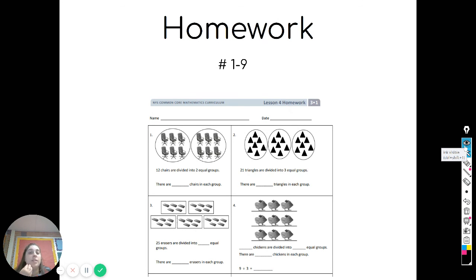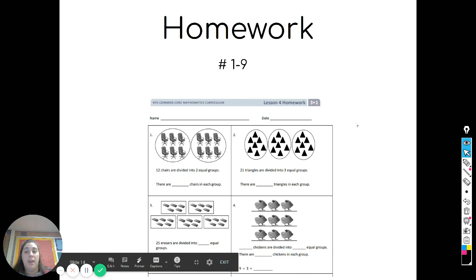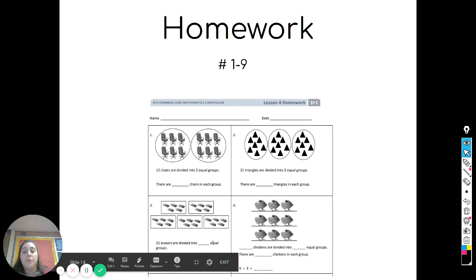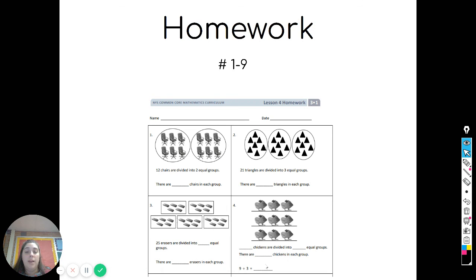Okay, so next up, we're going to be moving to our Kami homework in your Google Classroom. For today, you will see your homework. Go ahead and open that up. You're going to be completing 1 through 9, which is the whole first page. So it's showing you pictures, and they've grouped or divided those objects into groups, and you have to figure out the size of the group for some of them. For some of them, you have to figure out how many groups there are. And then it also wants you to do an equation, okay?